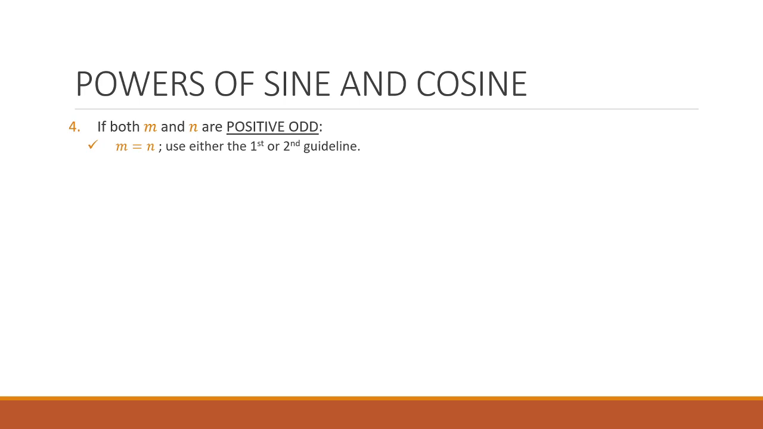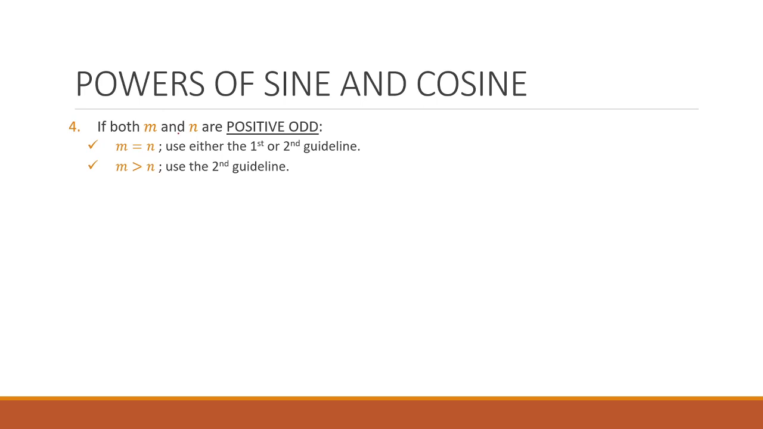Okay? So if m is greater than n or n is greater than m, but both of them are again positive odd, then what do we do? We base what guideline we use on the smaller exponent. Okay? The one with the smaller exponent. For example, if m, the power of sine, is greater than n, then we use the guideline for cosine. Okay? So we factor out cosine because the power of cosine is smaller.